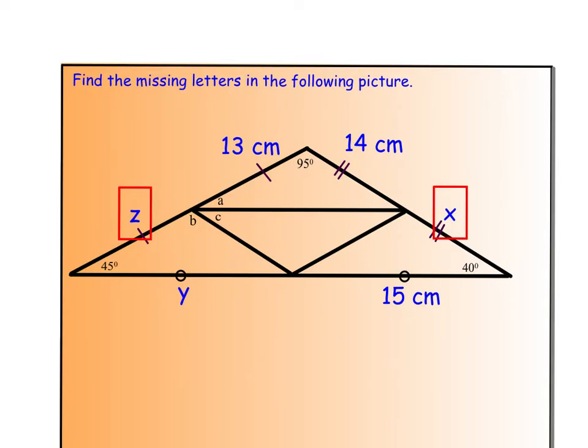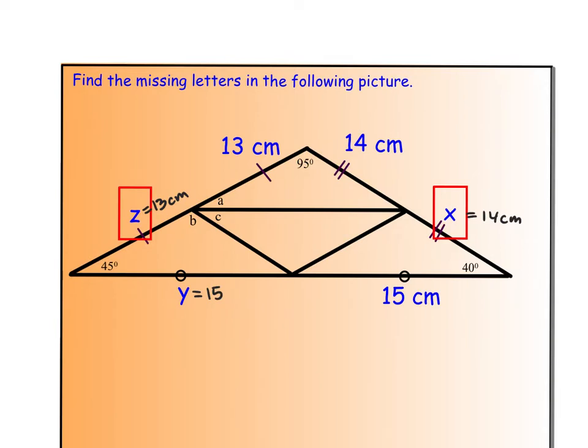All right, so take a look at this example here. I've got a bunch of measurements. I can clearly see I'm looking for X, and I'm looking for Y, and I'm looking for Z. Those are all side lengths. I can compare those to the side lengths that are given, right? So I can see clearly here that Z would be 13. I can see that X would be 14, and I can see that Y would be 15.